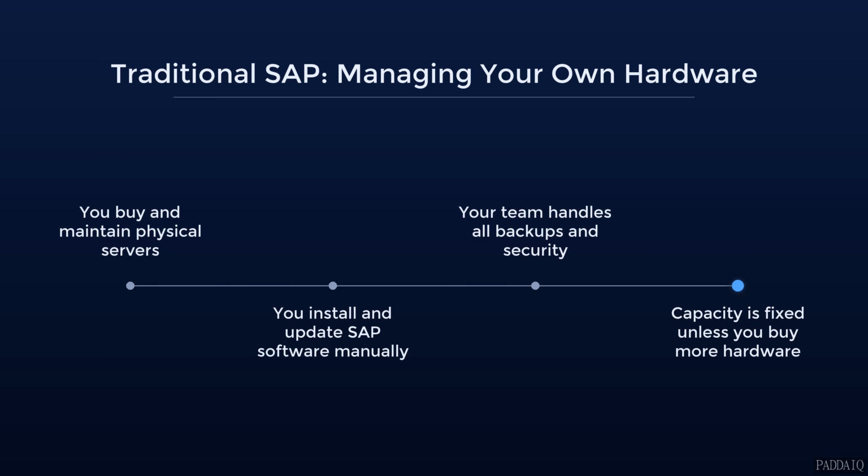SAP handles software updates automatically. This means SAP manages all technical patches and new features without your team's direct involvement. For example, when a new security update is released, SAP applies it to your BTP environment seamlessly. This ensures your applications remain secure and current with minimal effort from your side.